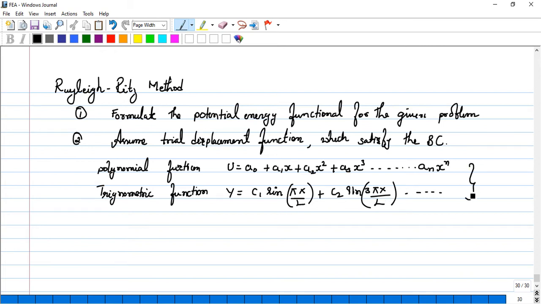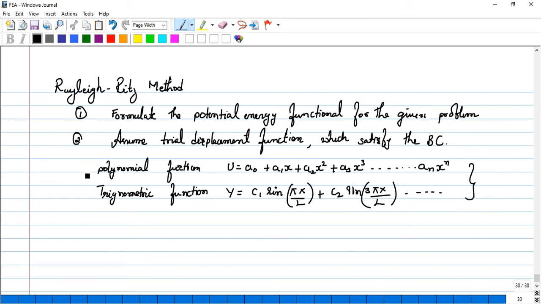Based on the question, we are going to assume a polynomial or trigonometric function. In a few questions they may ask to use the polynomial function, and in a few they may ask to use the trigonometric function as a displacement model. They will put this statement in the question, and it is better if you know both ways to solve the problem. We shall use the polynomial function in the RR method and the trigonometric function in Galerkin's. We shall see in further classes how to use these functions to get the approximate solution.